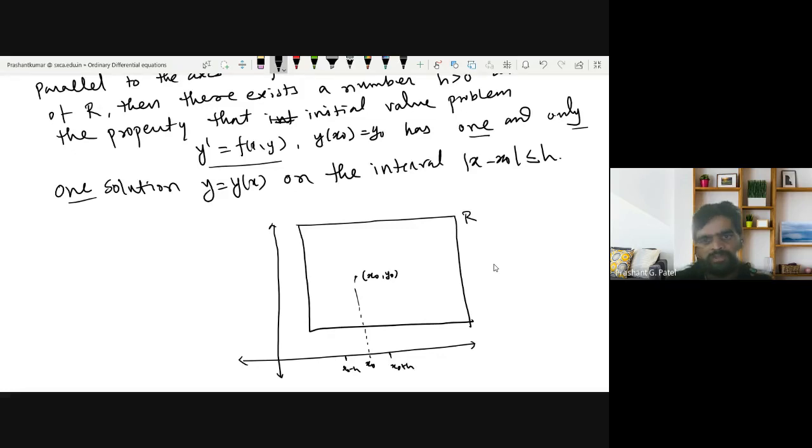So in this neighborhood of this x0, y0, there is a function passing through this point and existing in this neighborhood, which is your function y is equal to y of x. This is the point x0, y0, and this is the r dash. I will call this neighborhood r dash.